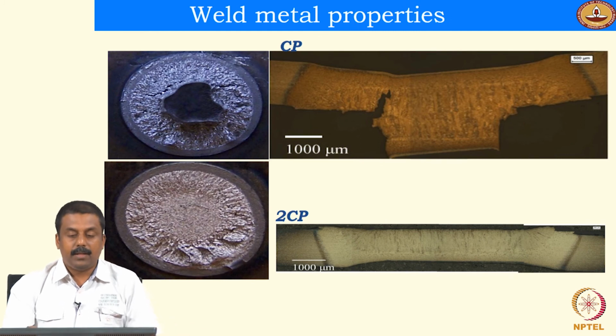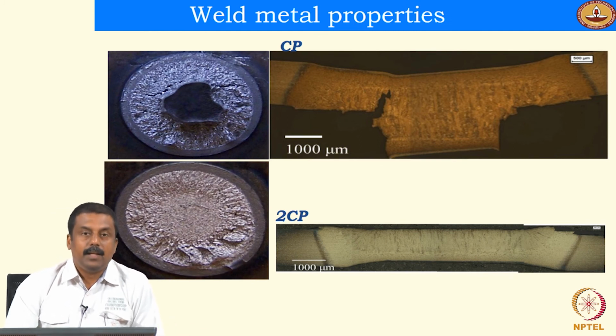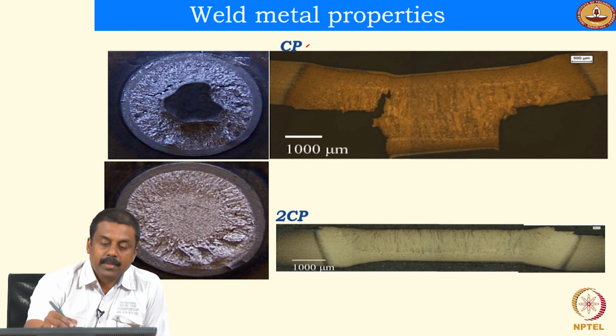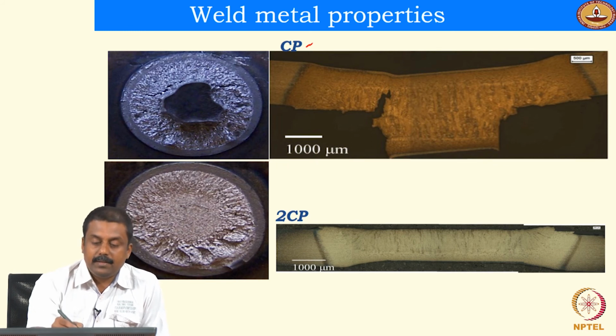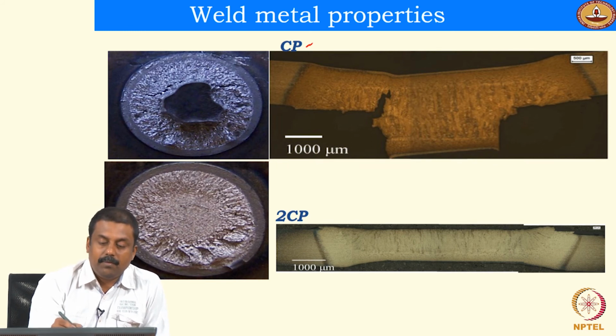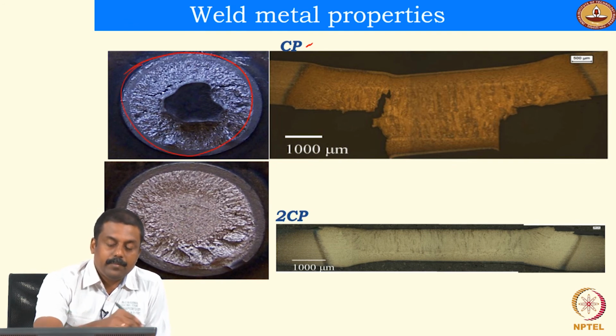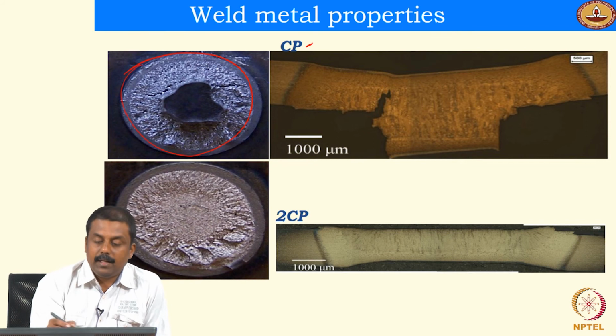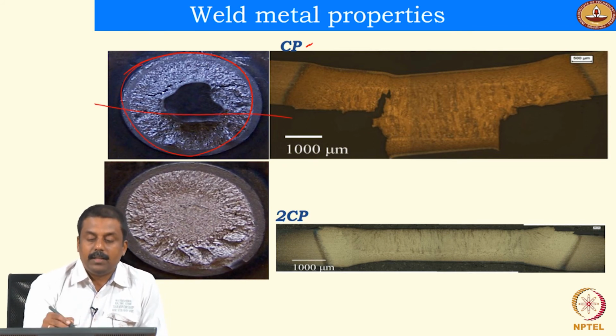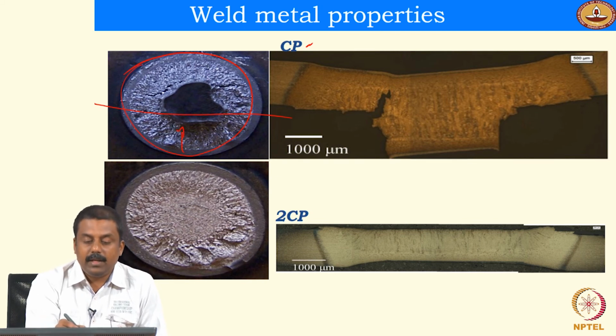So this is what happens when you look at the plug sizes. In steel CP, the failure is a partial plug failure. What you see over here is the weld nugget diameter. And if you look at the cross section view, if you take a cross section somewhere over here and look from this direction, what you see is still CP.